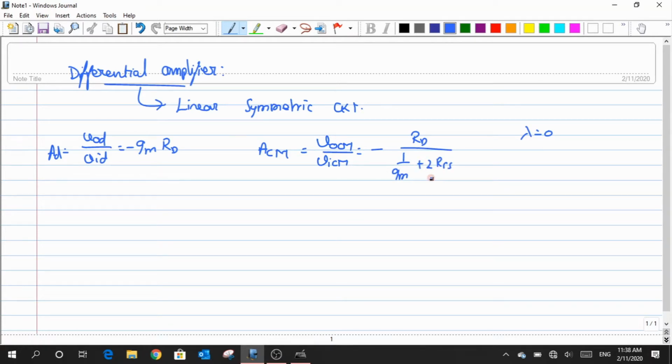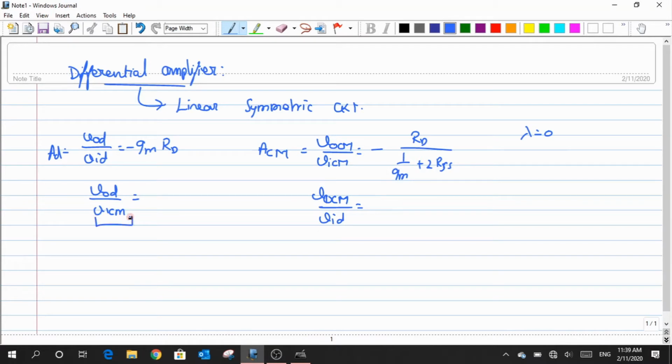And if I have a tail node with a resistance of RSS, then I can write this gain expression like this. Apart from these two combinations, VOCM and VICM, and VOD and VID, we also had other combinations. One was VOD by VICM, and the other one was VOCM divided by VID. What happens to these quantities? They were zeros. Why is that?